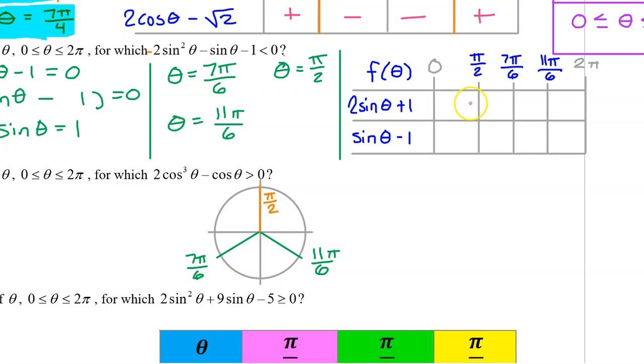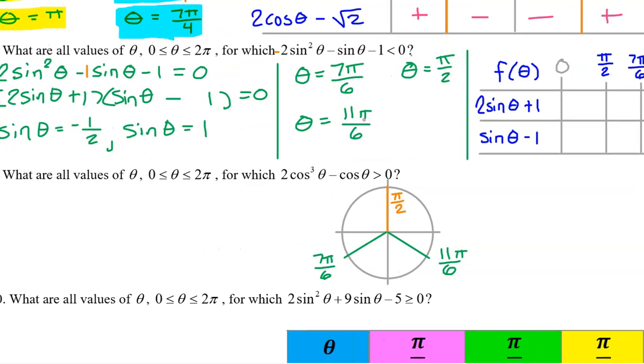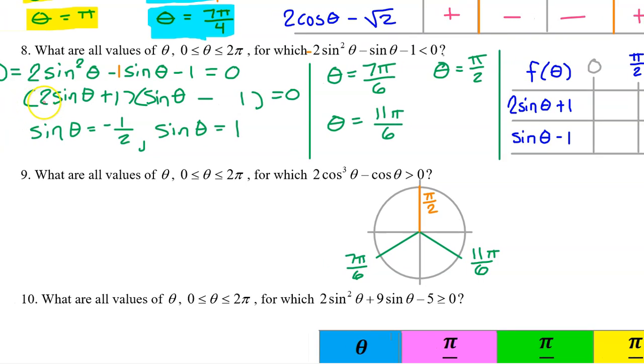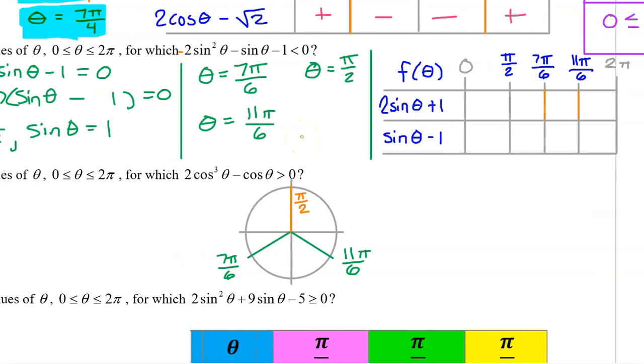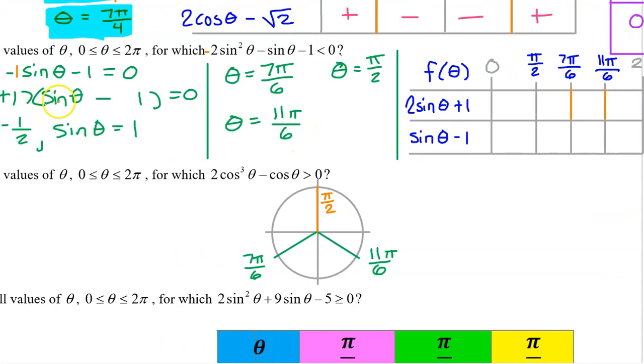If you're doing this with pencil and paper, you might just darken it in. So, for example, we recall that the first factor of 2 sine theta plus 1 gave us these two solutions, 7 pi over 6 and 11 pi over 6. So I'm going to trace these 2 critical values in orange for the first row. The second row, the factor of sine theta minus 1, gave us the critical value of theta equals pi over 2. So I'm going to highlight pi over 2 for the second row.